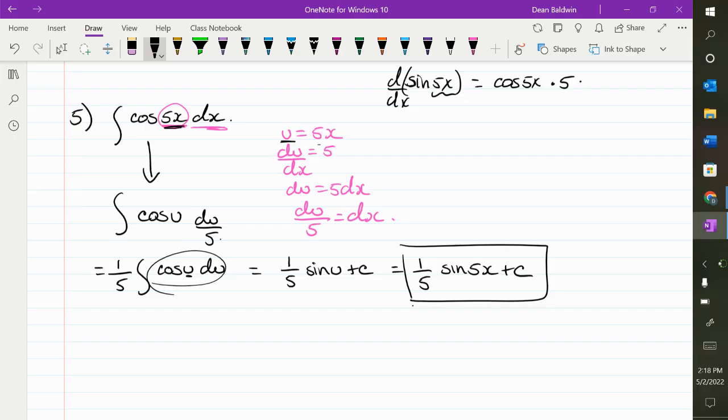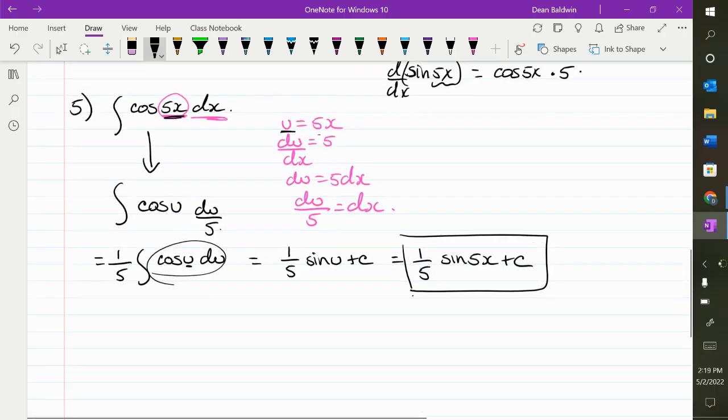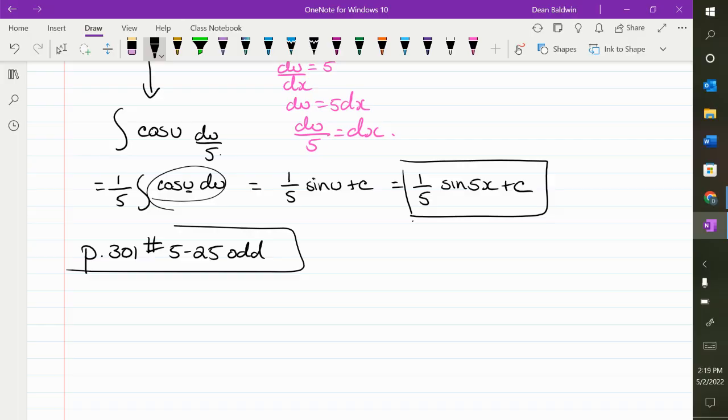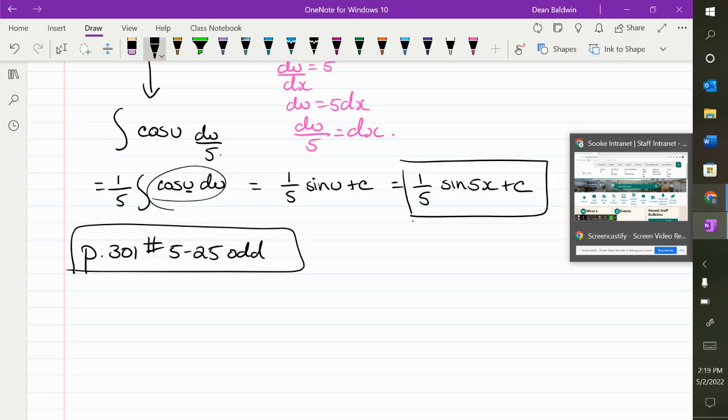I think that is it for today. Let's do one more, actually. No, we'll stop there. Page 301, I strongly, strongly, strongly encourage you to do these questions, 5 to 25 odd, because these are the base ones, and then we start to increase the complexity from here. So knowing how to do the base ones is super important.